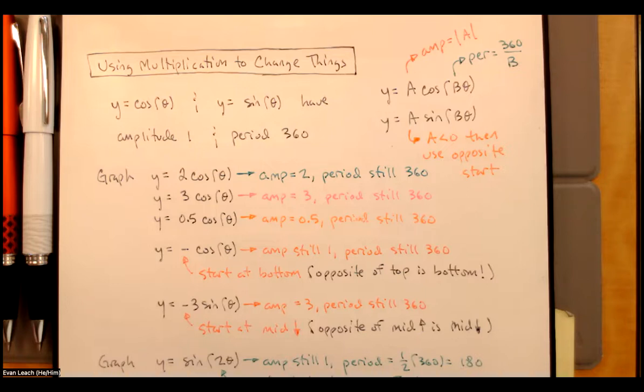Is everybody okay? Both of these adjustments are made with multiplication. I just multiplied by some constant. When I multiplied outside the trig function, it had a vertical change. When I multiplied inside the trig function, it had a horizontal change. Is everybody okay?